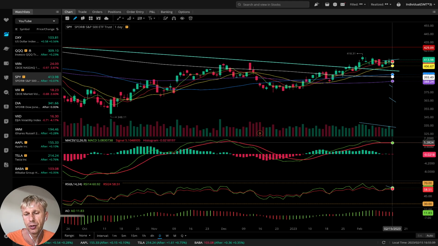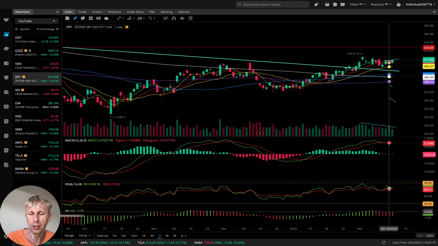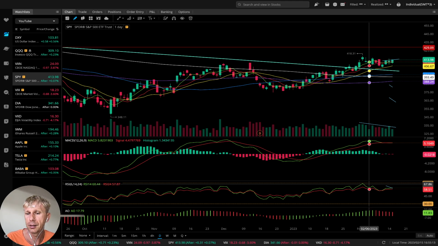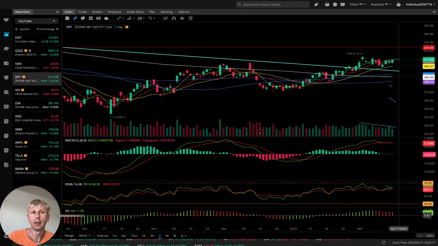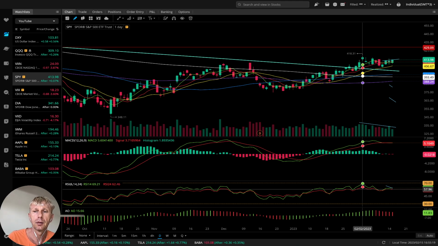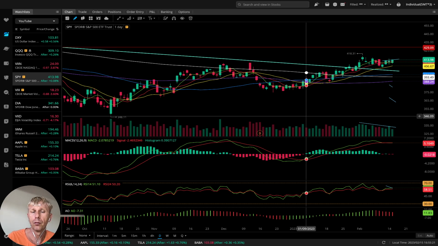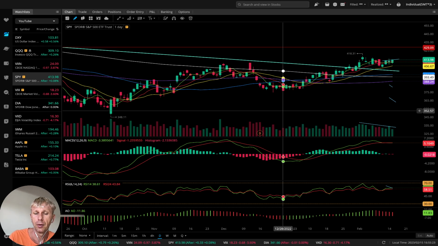MACD doesn't change direction. RSI didn't change direction. RSI moved down, Awesome Oscillator moved down. It's a bull trap. It still wants to go bearish. That's all.